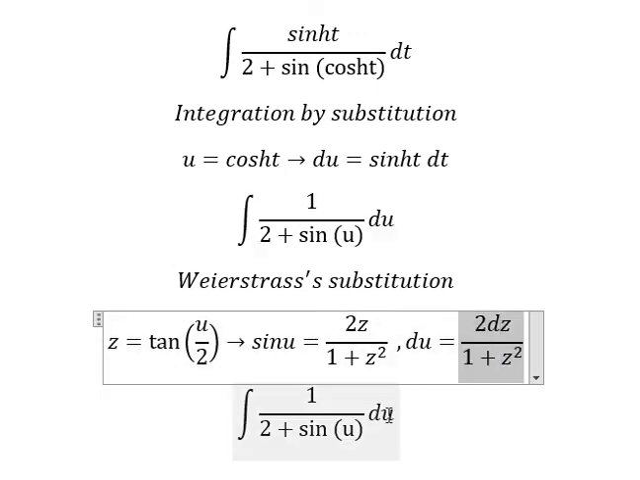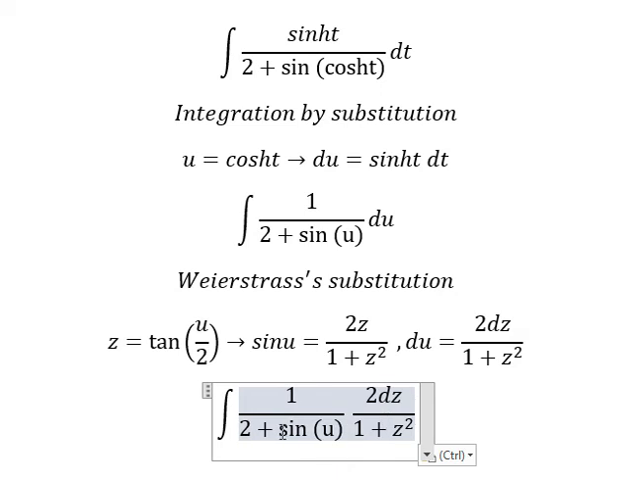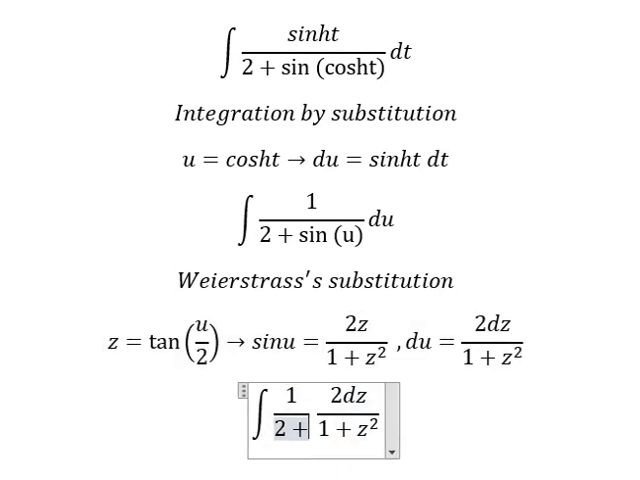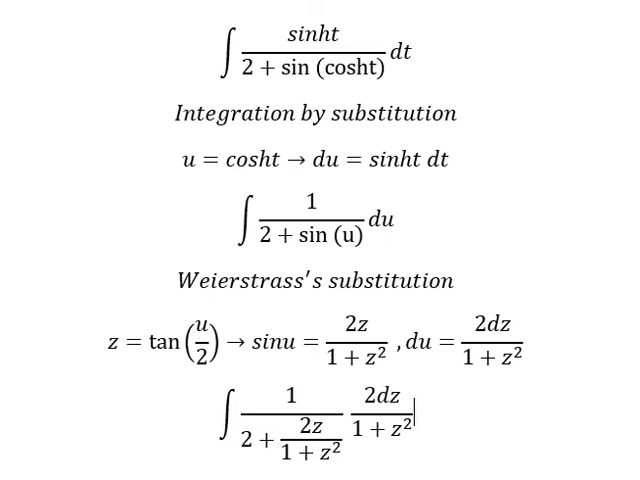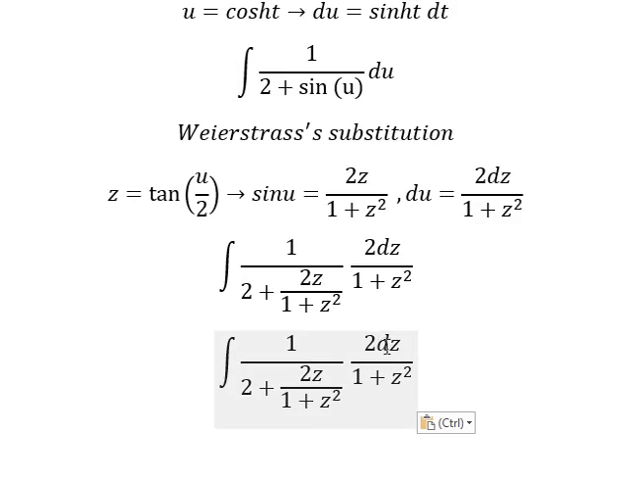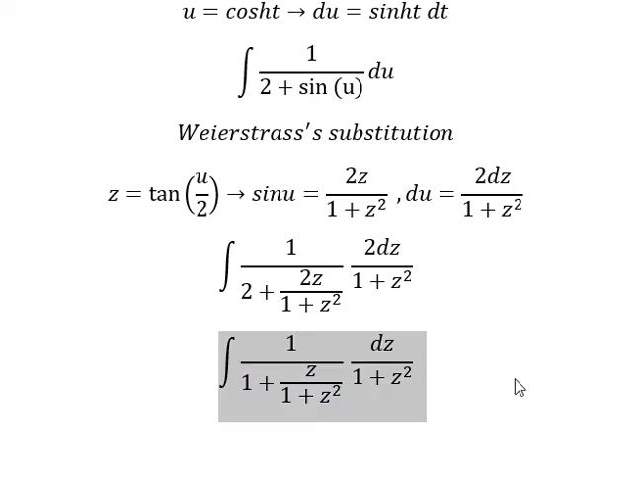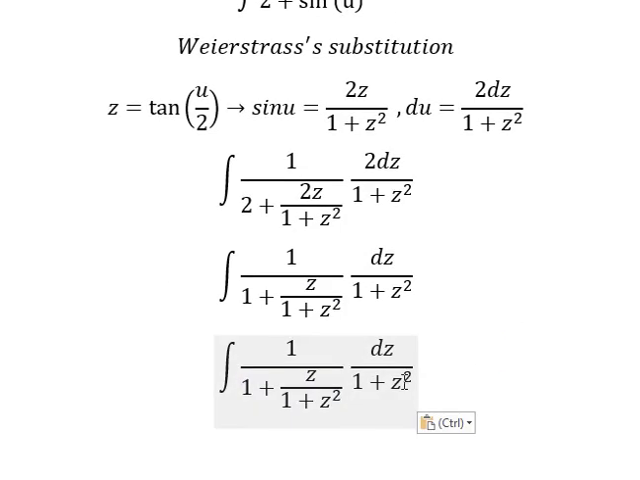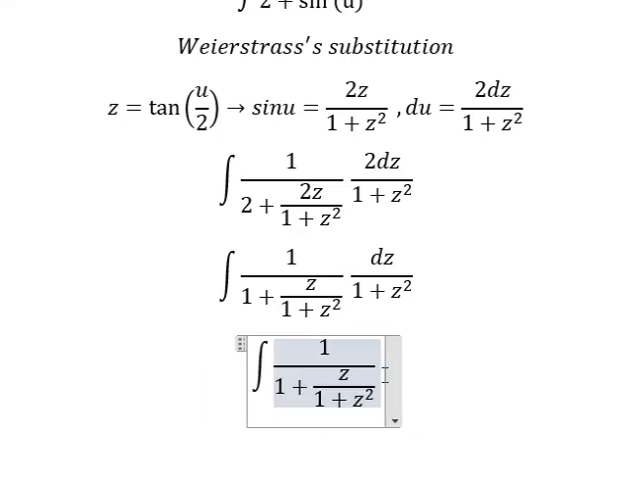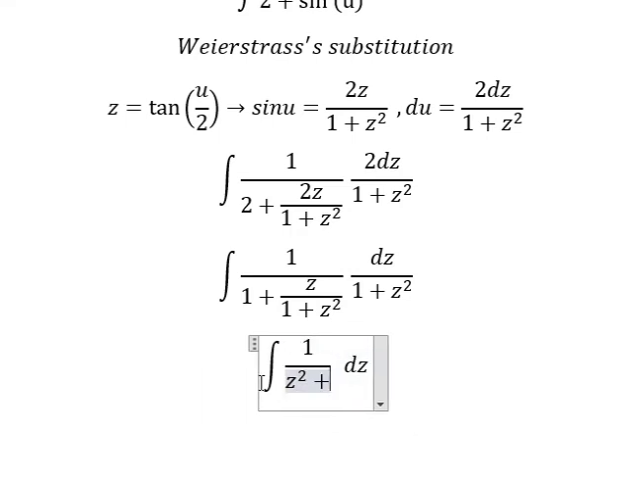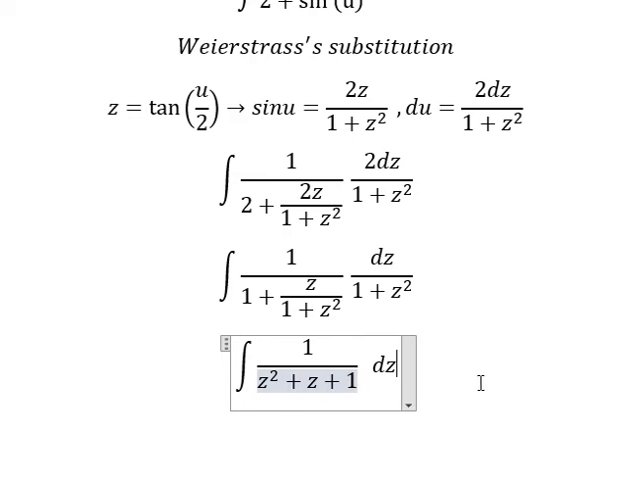So I will put this one going here. Sin u we change by this one. So we have number 2 and number 2, we simplify. So 1 plus z squared we multiply by this one. And we have like this.